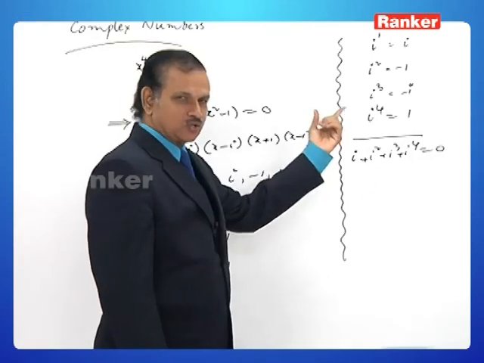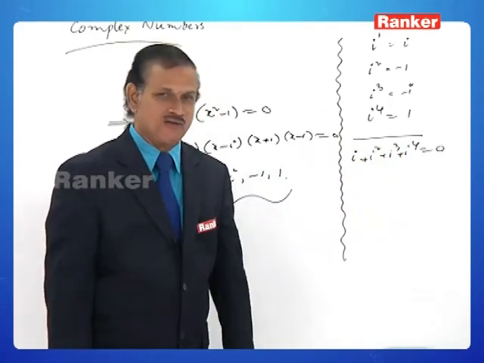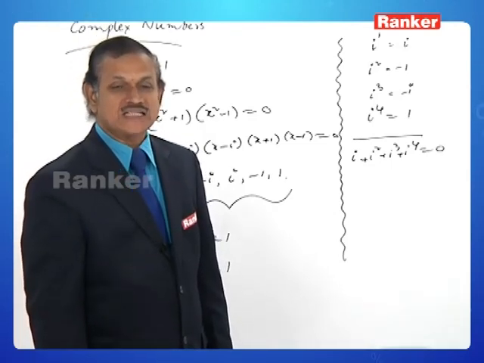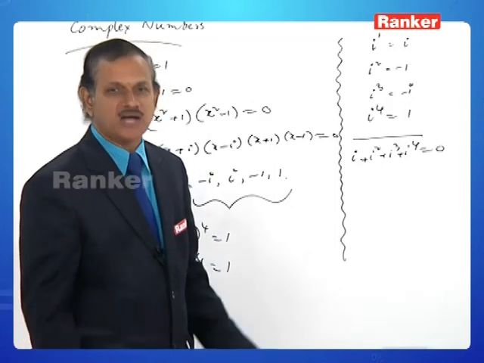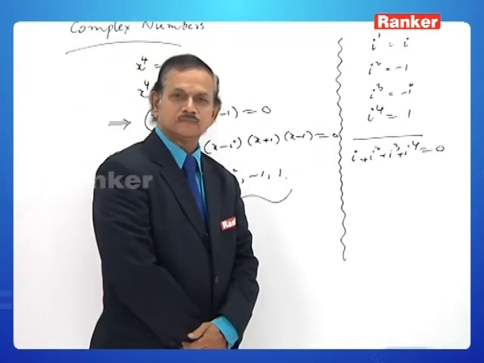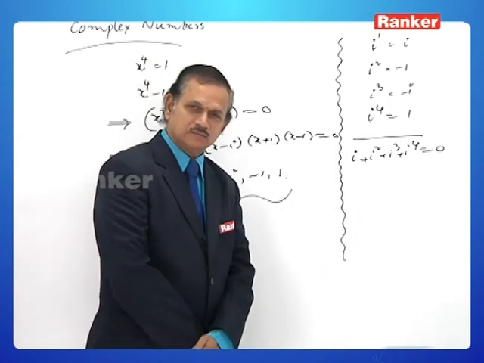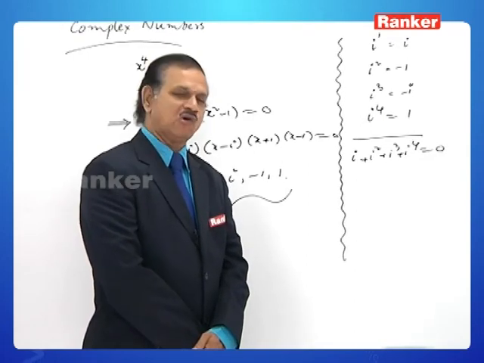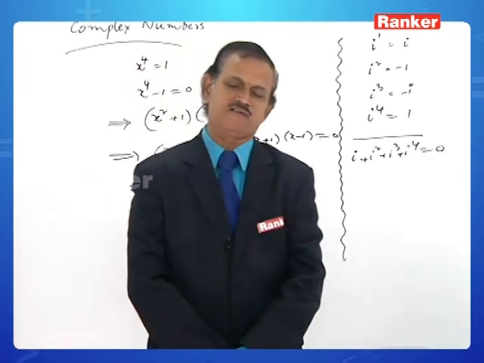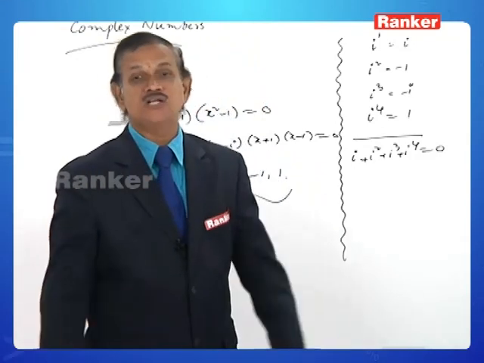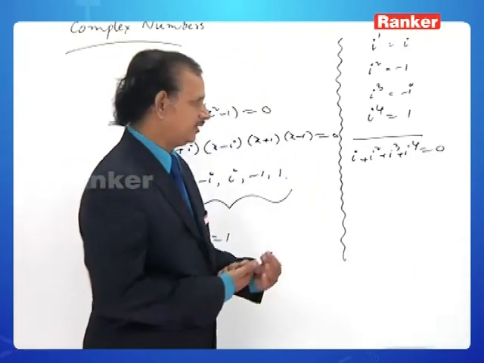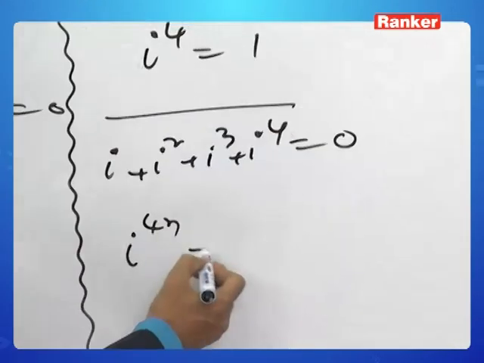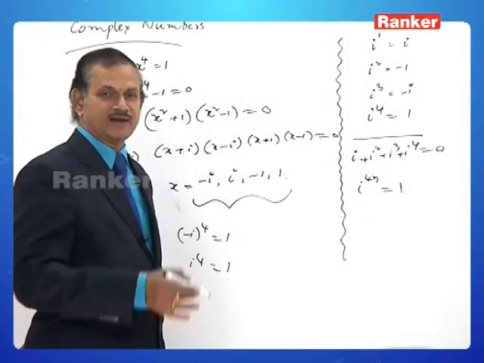i power 1, i power 2, i power 3, i power 4. You observe, they are 4 successive integral powers of i whose sum is 0. So by looking at that, can we say that the sum of any 4 successive integral powers of i, whatever 4 successive integers you take, is 0? Yes, why not? As i power 4 is 1, i power 4n is always 1, because i power 4 whole power n is 1.